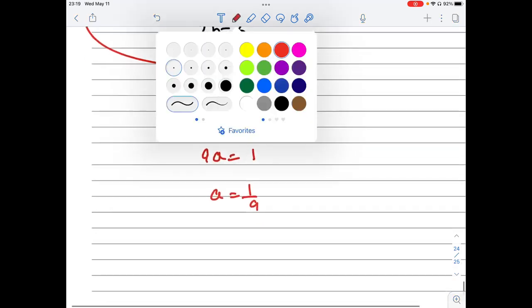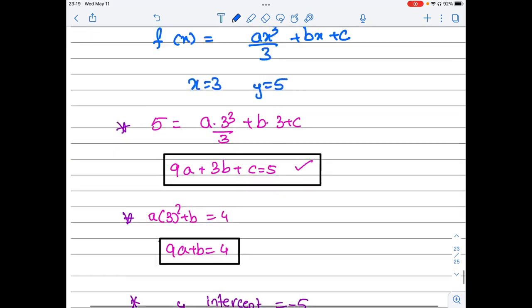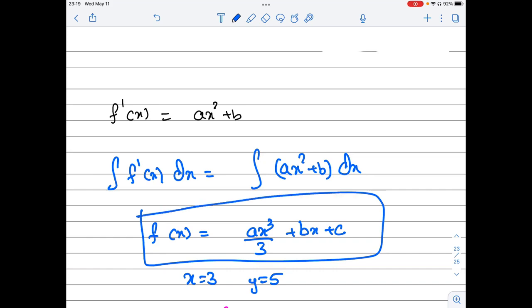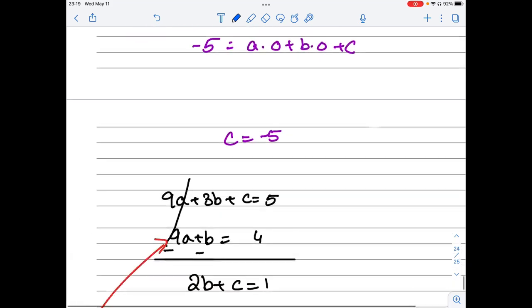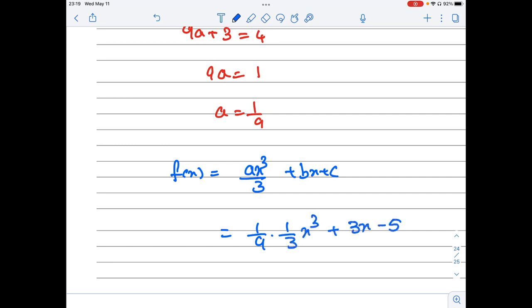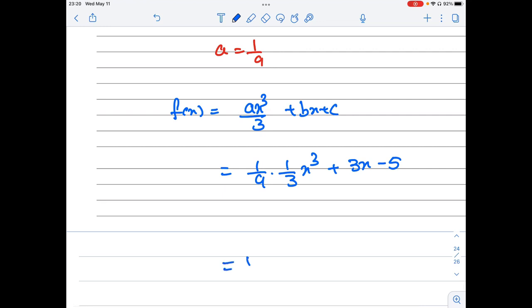Once I got the value of a, we can get the equation back. The equation was f of x equals ax cube upon 3 plus bx plus c. So a is 1 upon 9 times 1 upon 3 x cube, plus b is 3x, c is minus 5. So the final equation is f of x equals 1 upon 27 x cube plus 3x minus 5. That's going to be the answer.